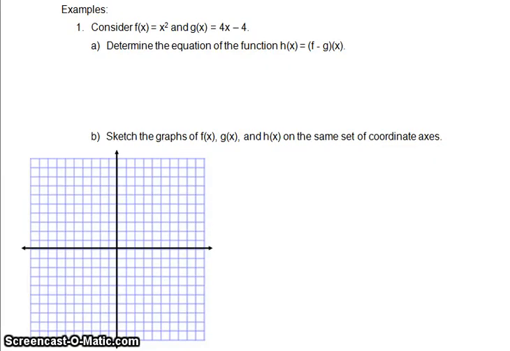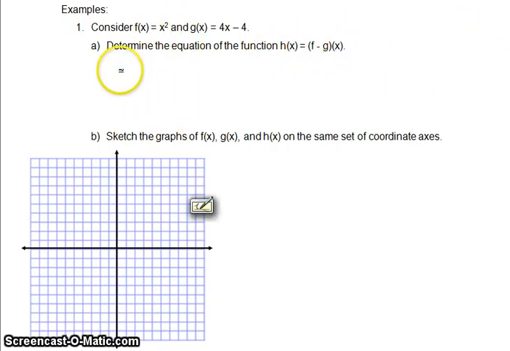Alright, so moving on to some examples here. So here, number 1, we're given that f of x is equal to x squared, and g of x is equal to 4x minus 4. And here we need to determine h of x, which we're taking the difference of f and g of x.